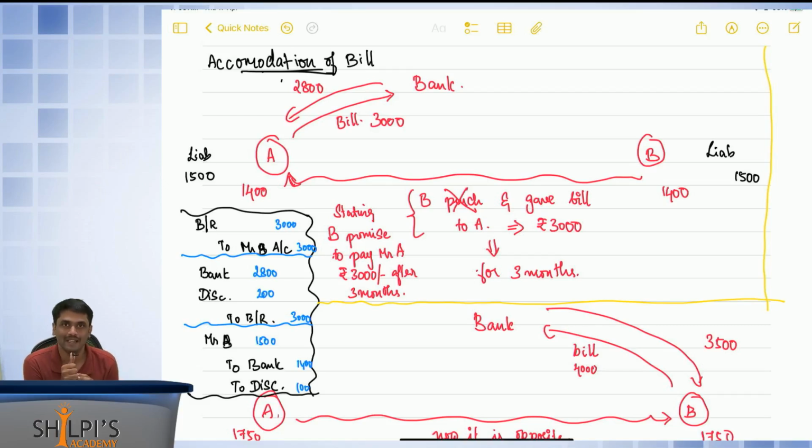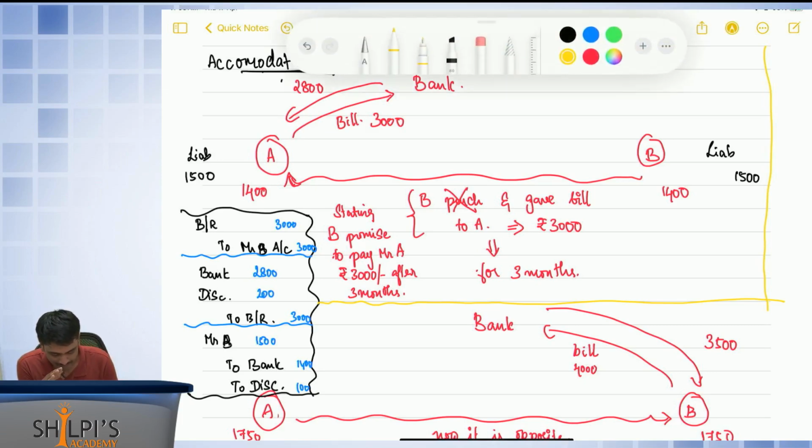Now let us see a quick revision on the topic accommodation of bills from CA Foundation. What is accommodation of a bill? Let us take the example of Mr. A and Mr. B.